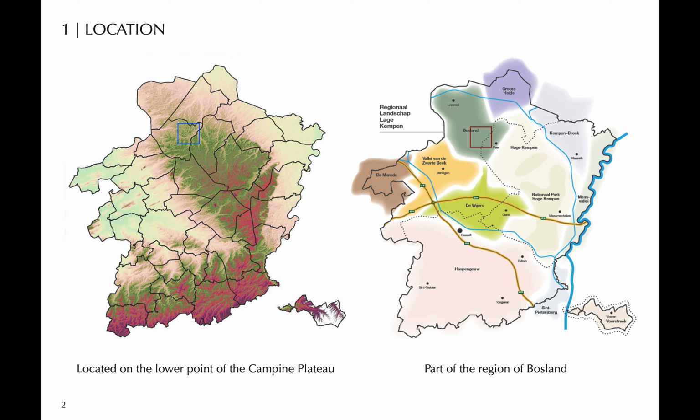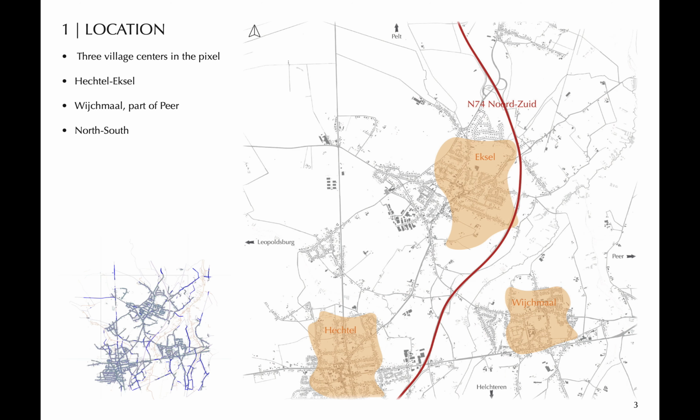Bosland is a large wooded area and includes the public nature reserves of 4 villages, which are also protected and maintained by these villages. My pixel consists of 3 village centers: Hechtel and Exel, which have merged into one village since 1977, and Weegmaal, a sub-municipality of Peer. In the middle of the pixel is the north-south, the large track that can take us to Eindhoven in the north and to Hasselt in the south.